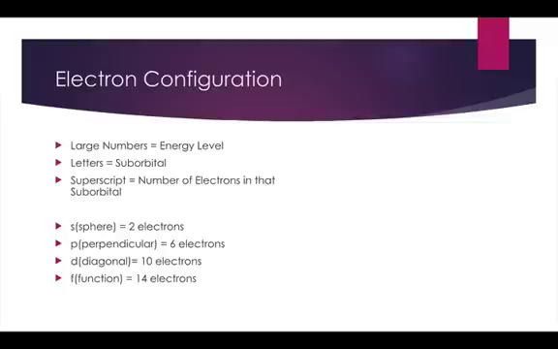But we don't have a suborbital for 8. Instead, we have a 2s2, and that's going to give me 2 of those 8 electrons, and then a 2p6, which is going to give me another 6. So if you add the 2 and the 6 together, you get 8 electrons in that second energy level.